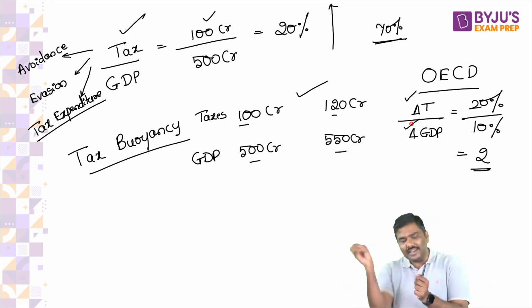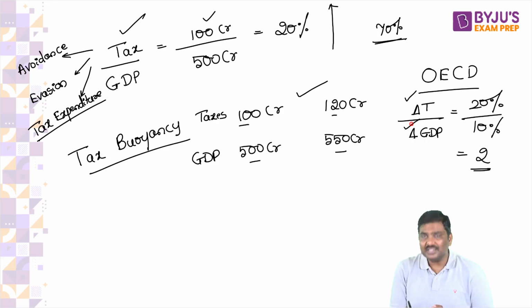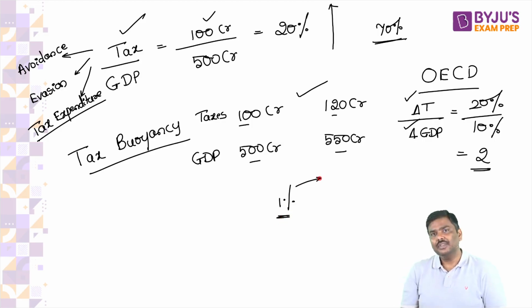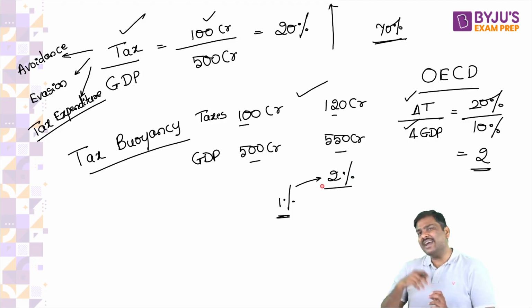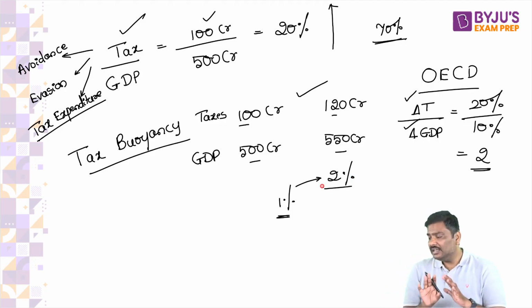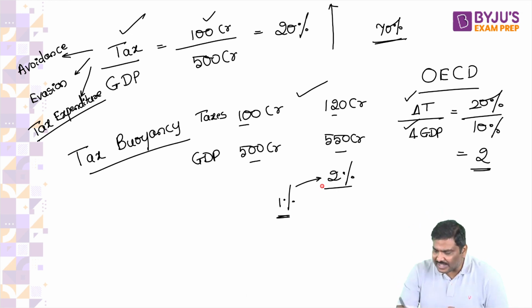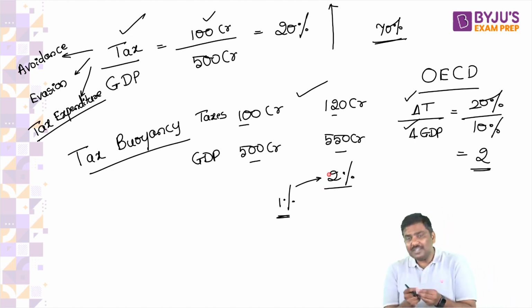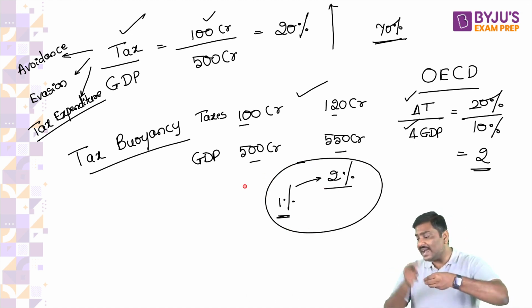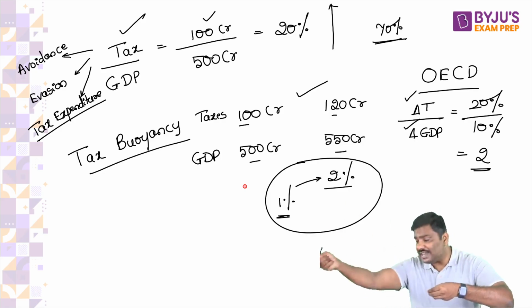If GDP has increased by 1%, what is the meaning of tax buoyancy of 2? If GDP has changed by 1%, your taxes collected have changed by 2%. Now, based on this, don't you think having a higher tax buoyancy is always preferable? Think of it. What is the inference that you're drawing here? If GDP is changing by 1%, your tax collection is changing by 2%.